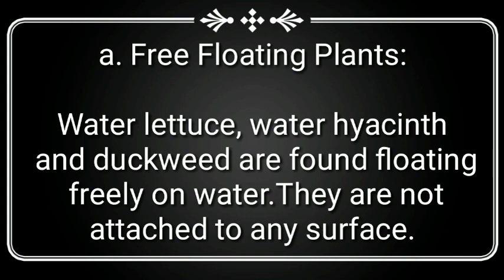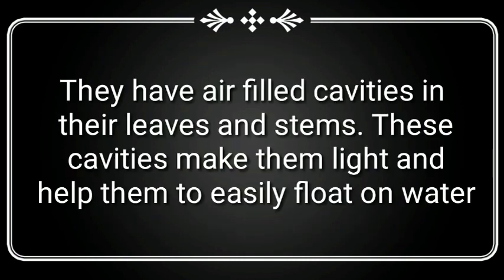Now these plants have air-filled cavities in their leaves and stems. These cavities make them light and help them to easily float on water. So they have hollow spaces, meaning empty spaces which are called cavities, and these cavities inside the plant, that is inside the leaves and the stem, are filled with air, which makes them light and helps them to float on water. That's why they are called free floating plants.